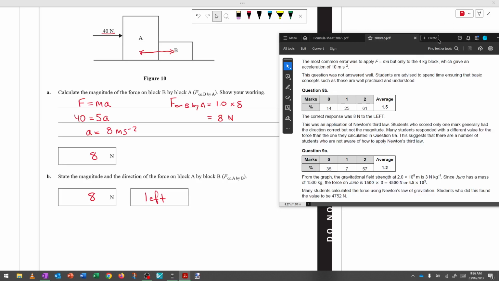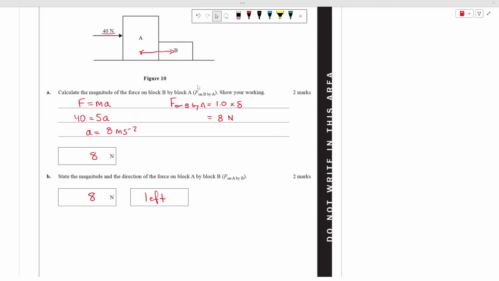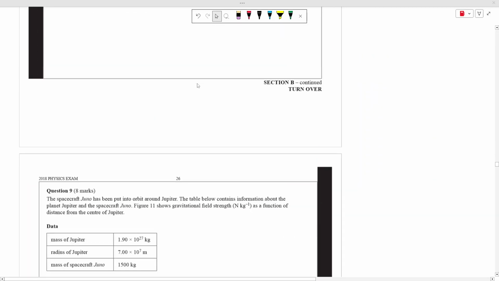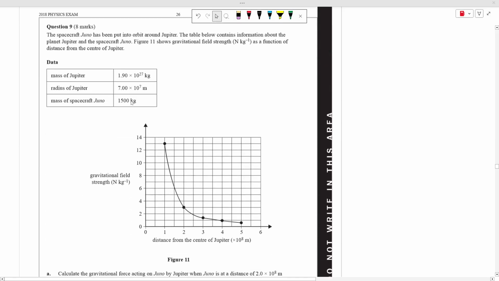Okay, let's move on to question 9. Alright, question 9. The spacecraft Juno has been put into orbit around Jupiter. The table below contains information about the planet Jupiter and the spacecraft Juno. Figure 11 shows gravitational field strength as a function of distance from the center of Jupiter. And we have some data here as well.